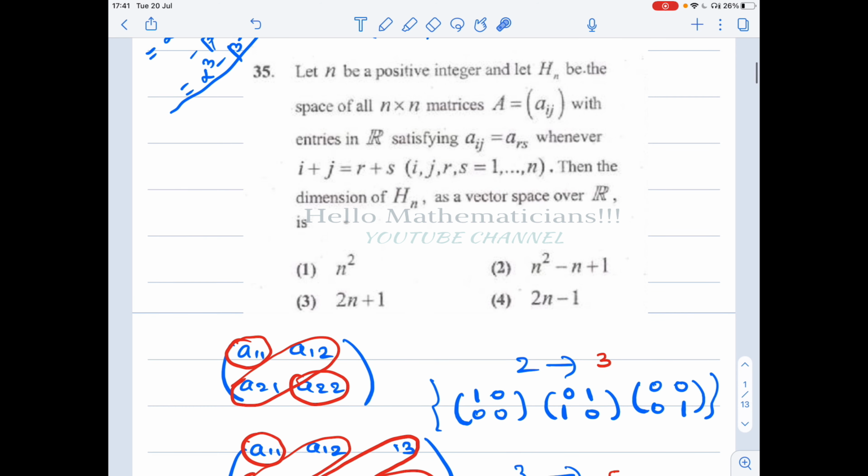Okay, let's look at this problem. Whenever they give some condition on the matrix entries, saying that when some condition is satisfied, matrix entries are equal, you try to visualize that condition pictorially, and then immediately you can find the dimension. So for example, let's see this problem.